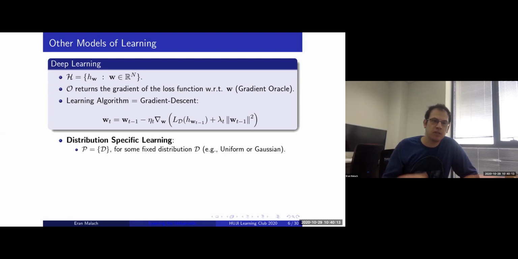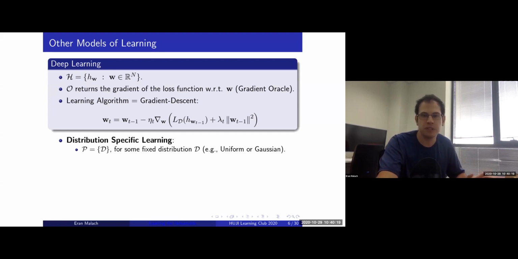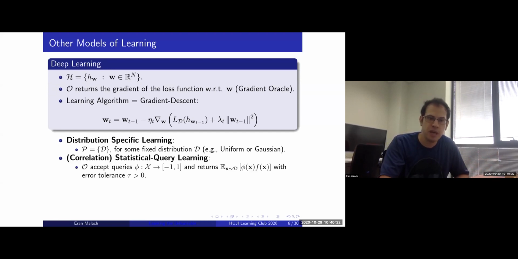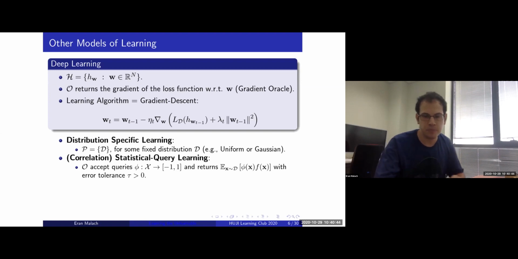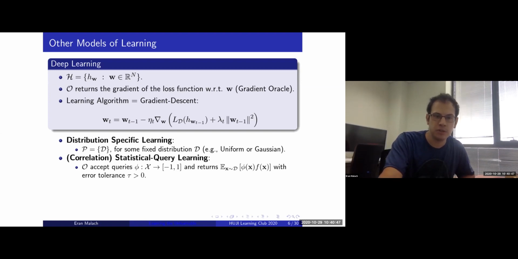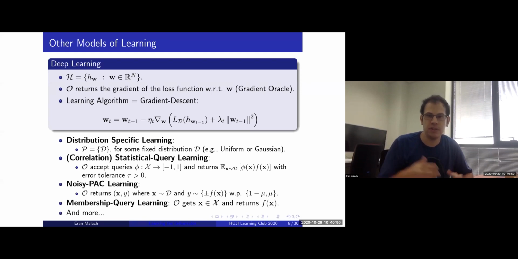You can define other models. Distribution-specific learning would be the case where the set of distributions is just some fixed distribution, say the uniform or Gaussian distribution. We also have statistical query learning or correlation query learning, which would also play an important part here. Here, the oracle is the correlation query oracle, where the learner gives some function, and the oracle returns the correlation of this function with the choice of F, accurate up to some tolerance. So this is another learning model, and there are others you can define. It's a very rich family of models.